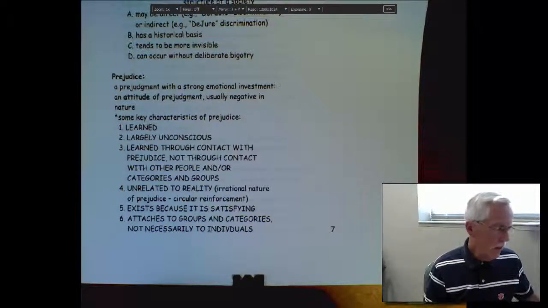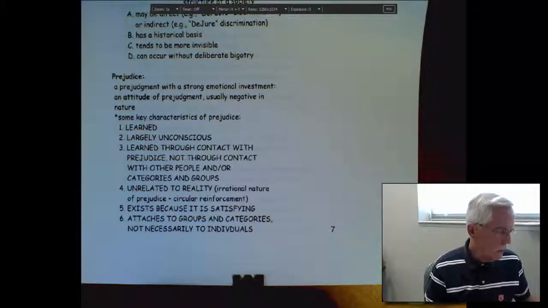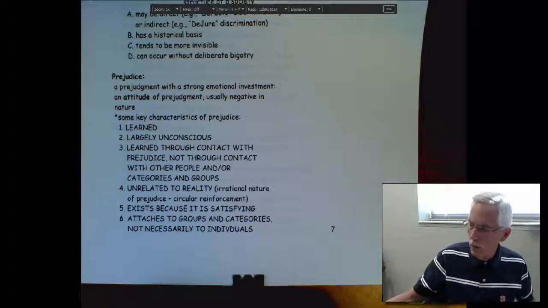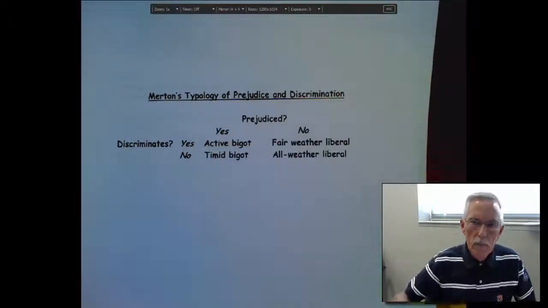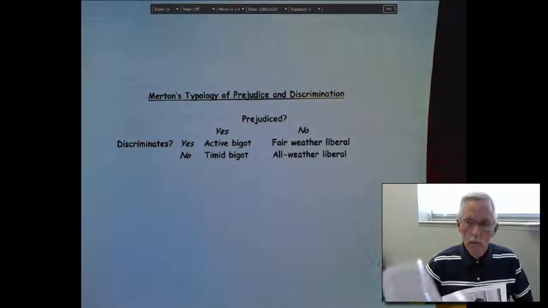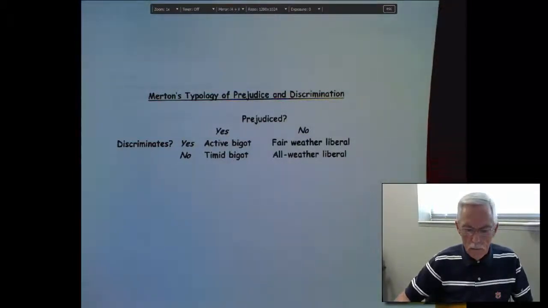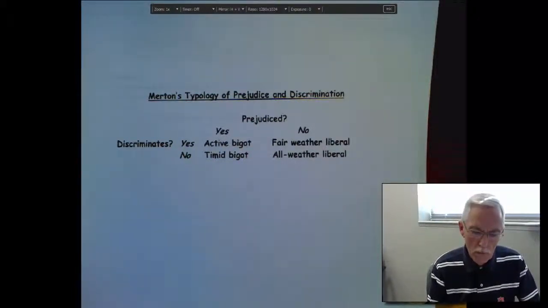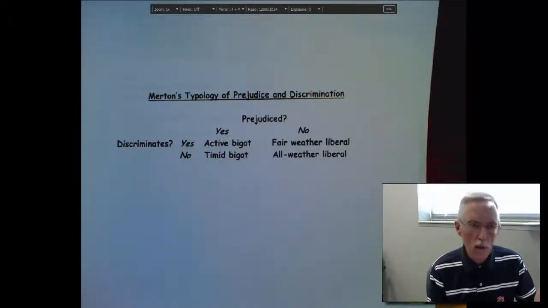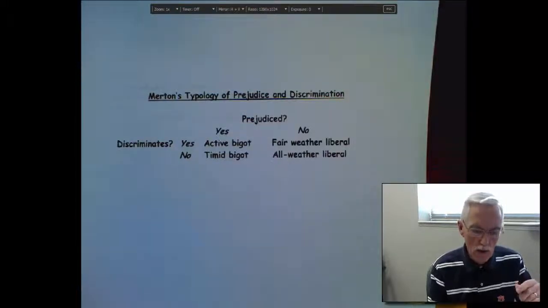Likewise, there's something else I want you to remember about prejudice. Prejudice and discrimination are not always found together. Merton highlighted this in his famous typology. Take a moment, reflect on this. An active bigot is one who is prejudiced and at the same time discriminatory, and may very well be proud of it. A white owner of an apartment complex dislikes anybody of color and refuses to rent to them, and thinks he's doing the right thing.